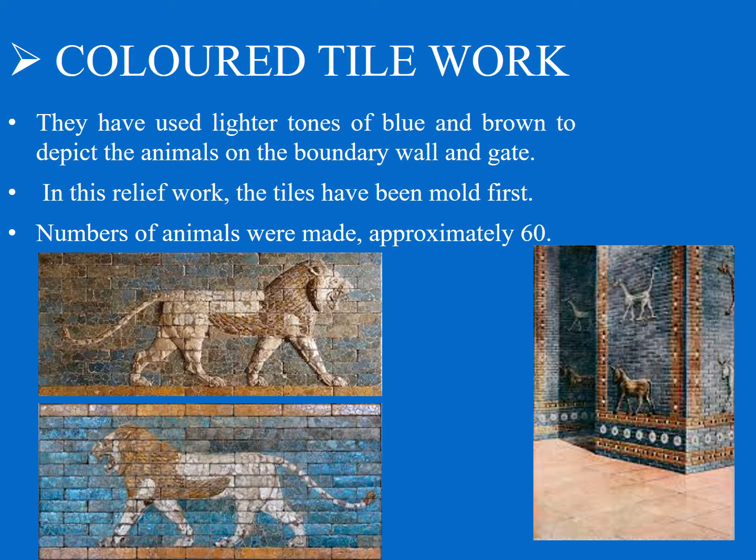Colored tile work on the Ishtar Gate. They used lighter tones of blue and brown to depict the animals on the boundary wall and gate. In this relief work, the tiles were molded first. Approximately 60 animals were made.